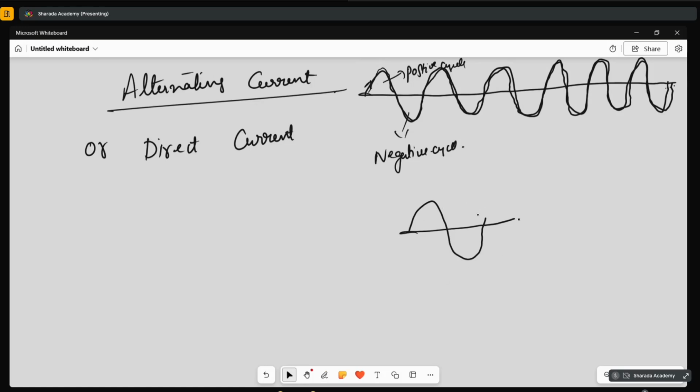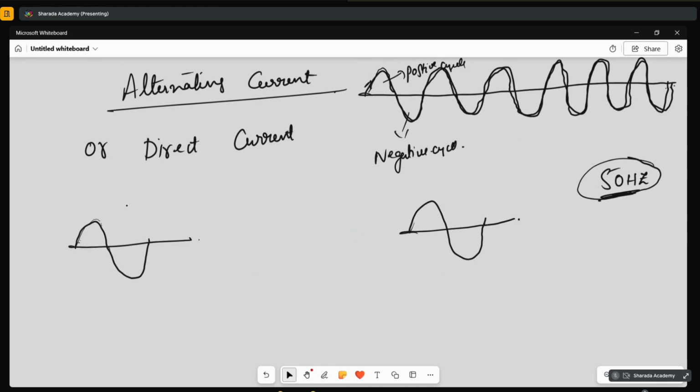The current we get at home is of 50 hertz. Listen, everyone here. Whatever current we get, it's 50 hertz. 50 hertz means this is one cycle. Like this, it will move 50 cycles per second. Then it is called 50 hertz. Again, I repeat, this is one positive cycle, this is the negative. Together, they form one complete cycle. So here, once in this direction, then it changes its direction. So this is called alternating current.